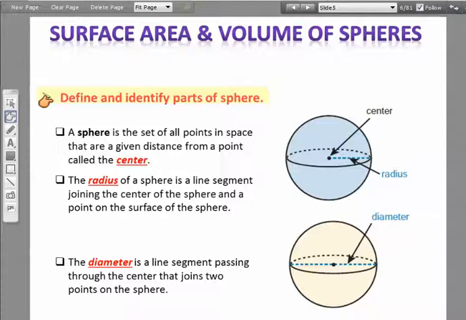We're going to define and identify the parts of a sphere. Right here's the center. That one probably wasn't that hard to figure out. Your radius goes from the center to a side. And then you've got your diameter. It goes through the center, touching each side.